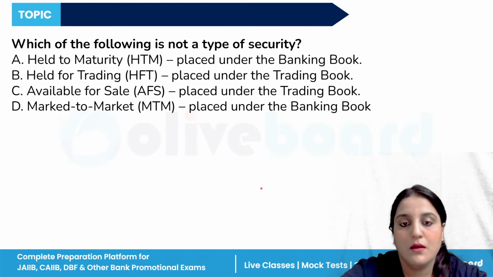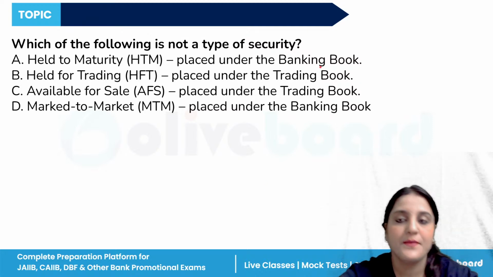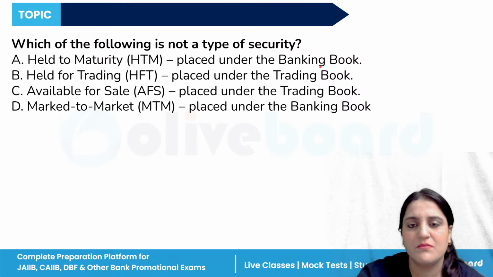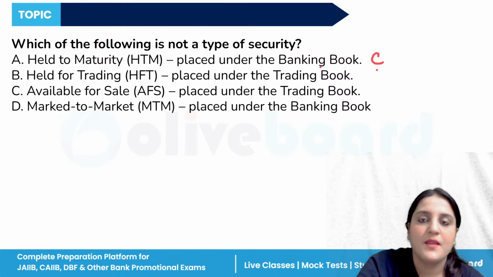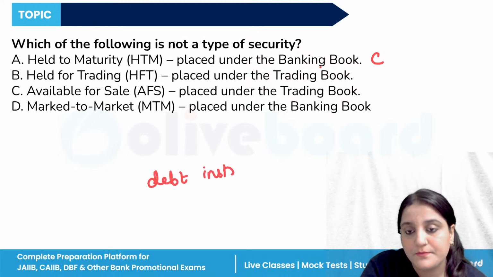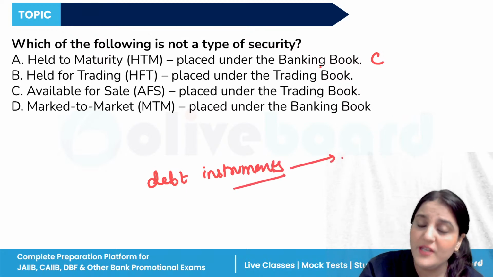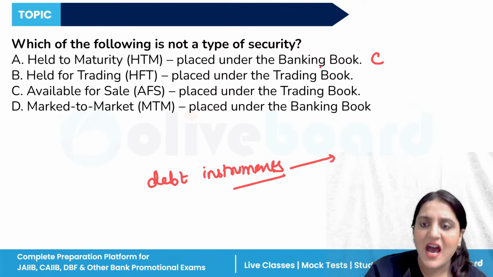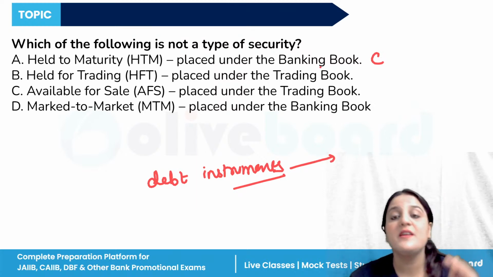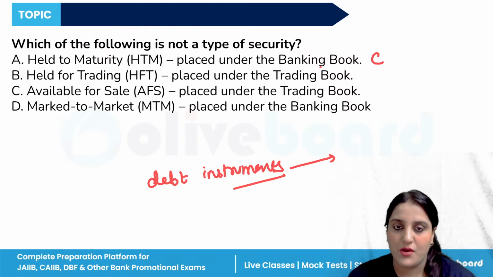Let's talk about option A, held to maturity, which is placed under the banking book. This is correct. Why? Because held to maturity securities are debt instruments that a company intends to hold until maturity. These are typically classified under the banking book and they are valued at amortized cost.